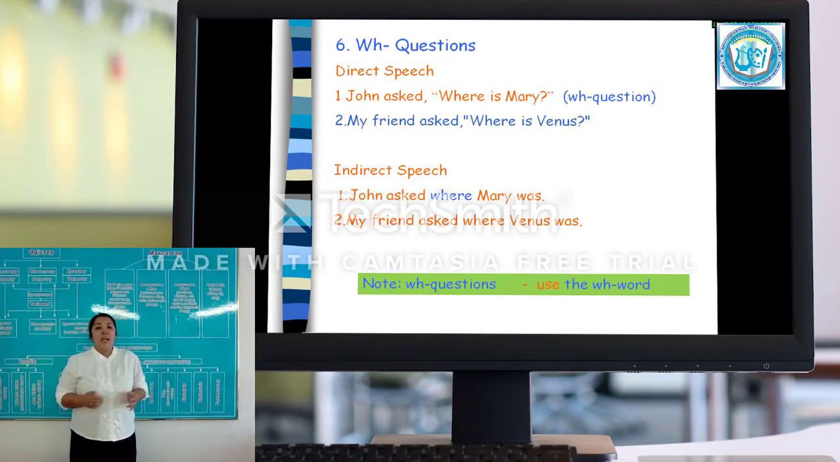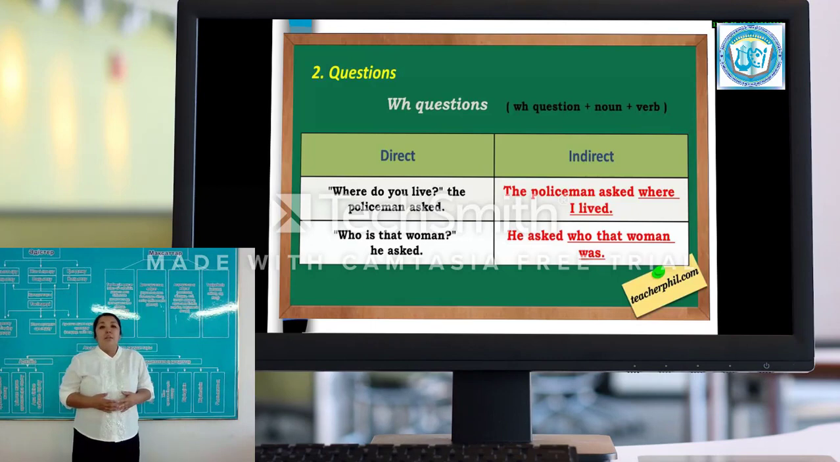WH questions. In direct speech, John asked, "Where is Mary?" In indirect speech, John asked where Mary was. The second sentence. My friend asked, "Where is Venus?" My friend asked where Venus was. Note that in WH questions, we use the WH word itself. For example, "Where do you live?" The policeman asked where I lived. We also change tenses. "Who is that woman?" He asked who that woman was.